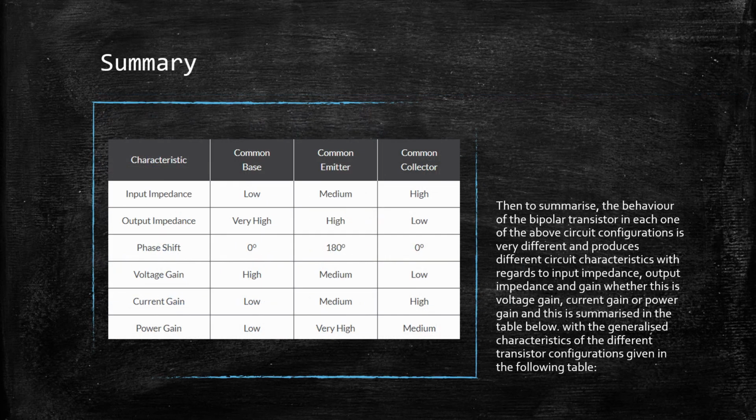Then, to summarize, the behavior of the bipolar transistor in each one of the above circuit configurations is very different and produces different circuit characteristics with regards to input impedance, output impedance, and gain, whether this is voltage gain, current gain or power gain, and this is summarized in the table below. With the generalist characteristics of the different transistor configurations given in the following table.